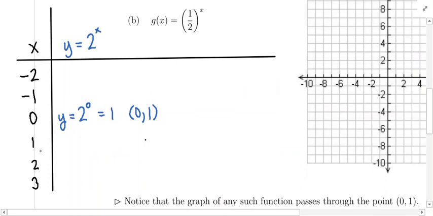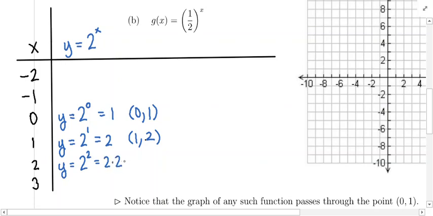Now I'm going to plug in the positive x values. If x is 1, that means the y value is going to be 2 to the first power, which is just 2. So if x is 1, the y value is 2. Next I'm going to plug in x equals 2. So y is going to be 2 raised to the second power. 2 squared just means multiply 2 by itself twice, so that's going to be 4. So if x is 2, y is 4.